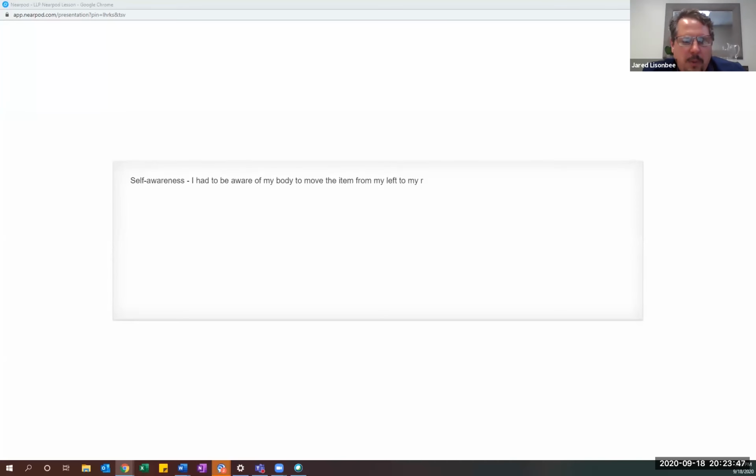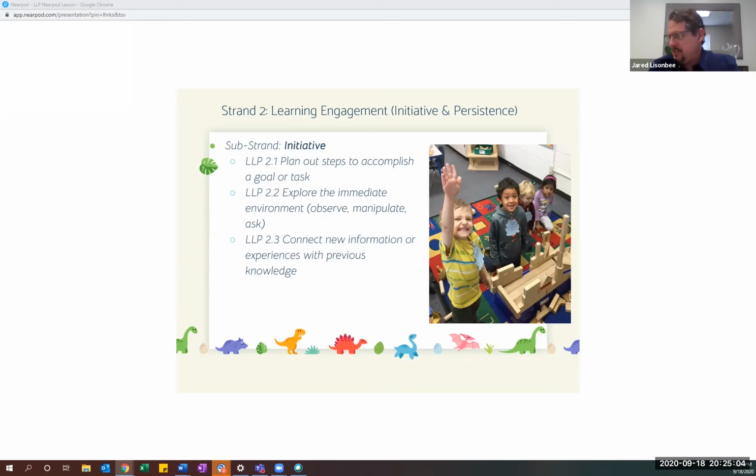Okay, Strand 2, we're going to pick up the pace a little bit because I want to make sure that we have plenty of time for planning. Strand 2, learning engagement, which has the two substrands of initiative and persistence. The idea of the initiative substrand really relates directly to this idea of developing a love of learning.